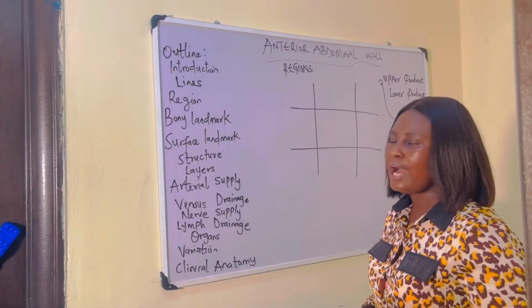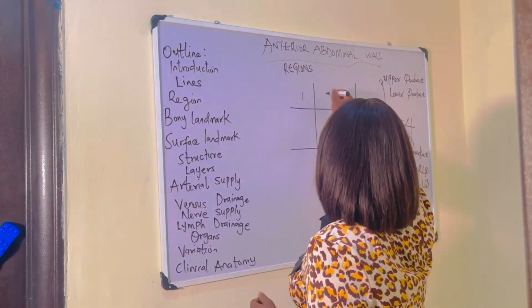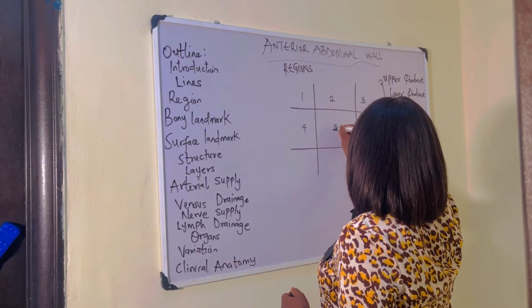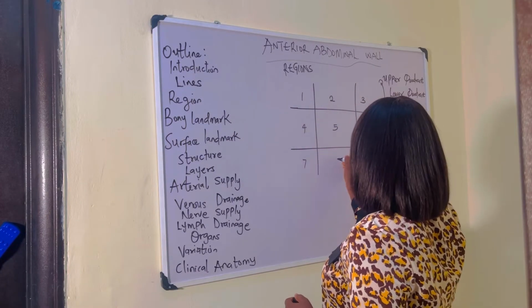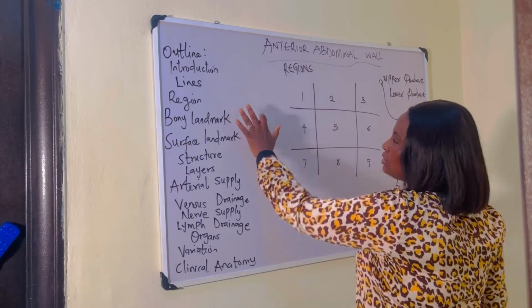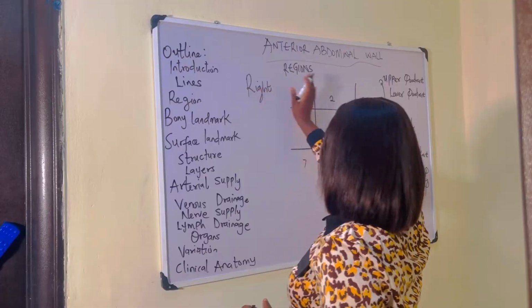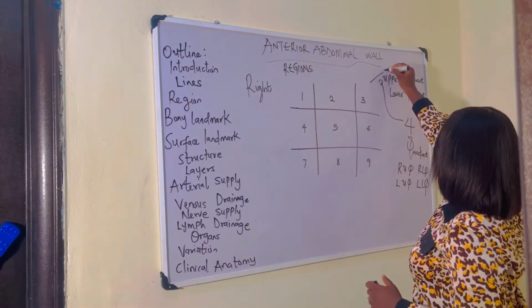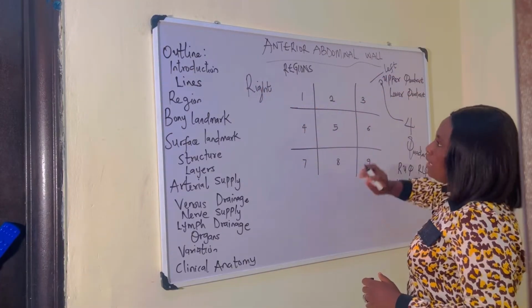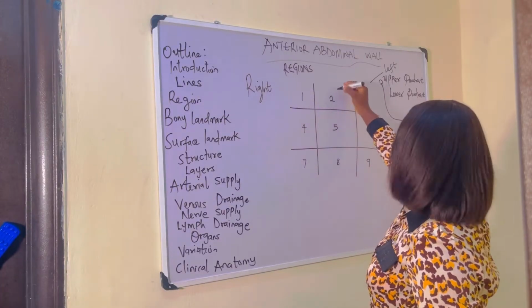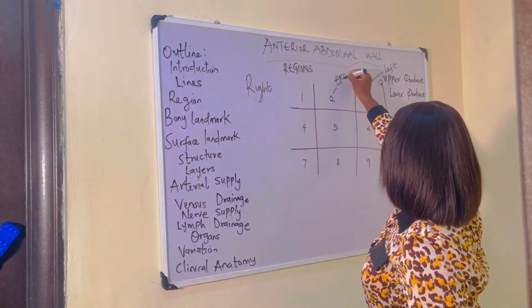So the regions are 9. So let's start by this: 1, 2, 3, 4, 5, 6, 7, 8, and 9. So this is the right what? The right side. So this is the right. Anything here I'm going to be calling the right. So here is the left. Okay. So now let us label the middle part. So the first in the middle is number 2, which is the epigastric region.